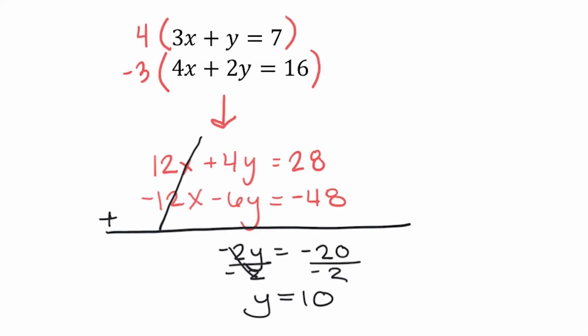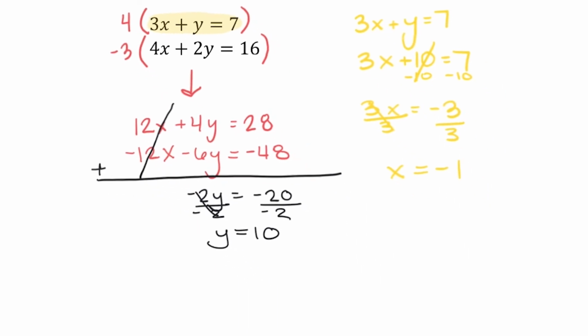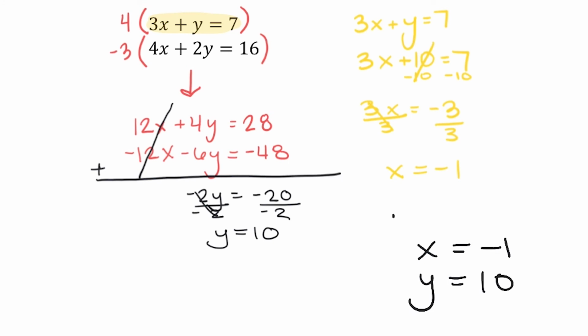I'm going to go back to one of my original 2 equations, and I'm going to use this one right here. No reason really, I just want to. So this equation is 3x plus y equals 7. So I'm going to plug in that y is 10. That's 3x plus 10 equals 7. So subtracting 10 to the other side, that's 3x equals -3. Dividing by 3, x is equal to -1. So the solution to this system is x equals -1, y equals 10.